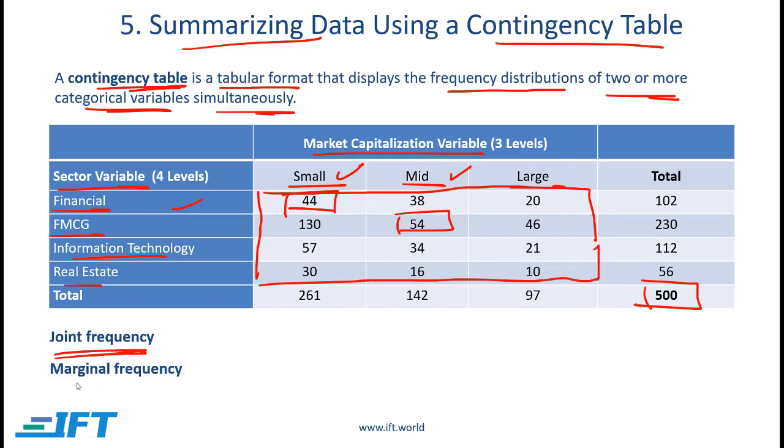The next important term is marginal frequency. 261 is a marginal frequency. This represents the number of small cap stocks. Similarly, 142 is a marginal frequency and 97 is a marginal frequency. The numbers over here also are marginal frequencies. 102 represents the total number of stocks in the financial sector. 230 represents the total number of stocks in the FMCG sector, and so on. So key point is that joint frequencies are in the middle, marginal frequencies are here at the edges.